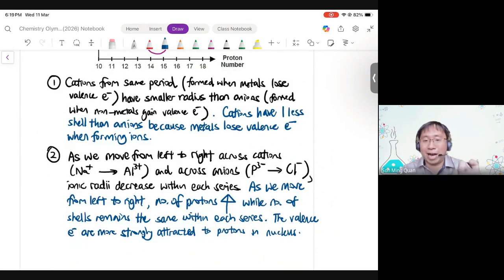Okay, so right now the time is 6:20. Are we doing good? Do we understand ionic radius?